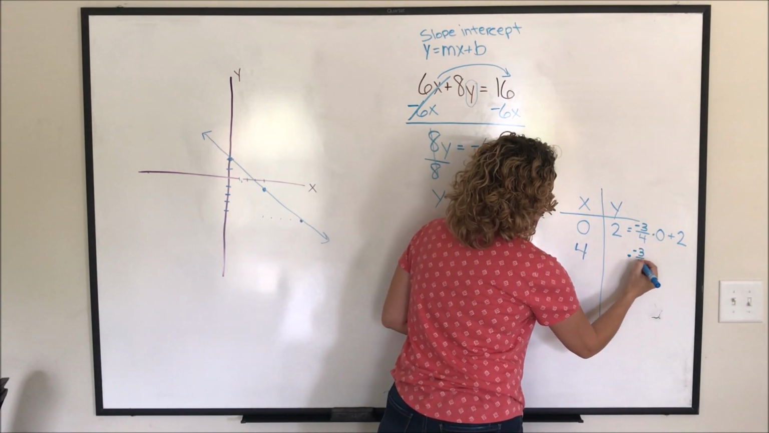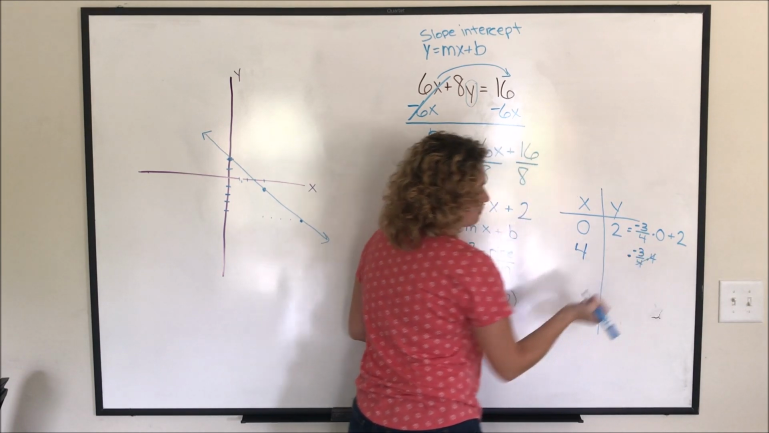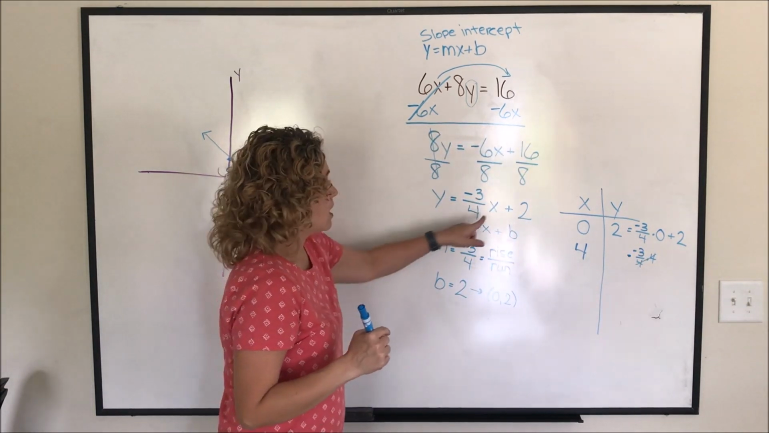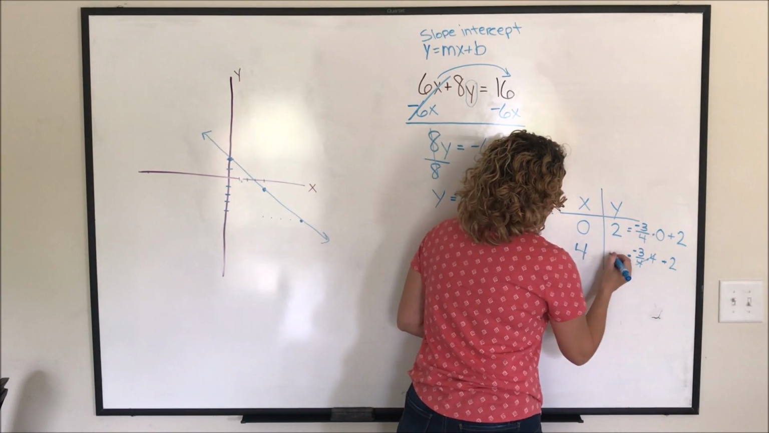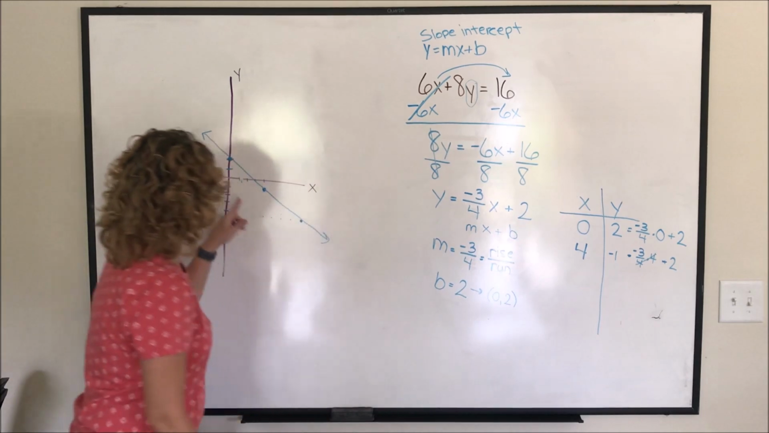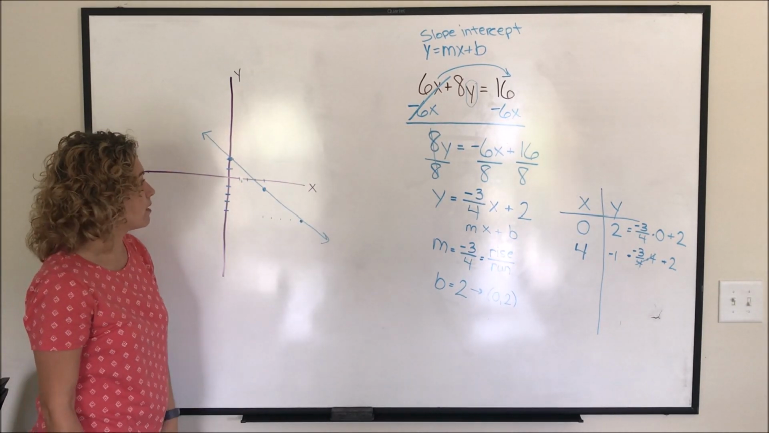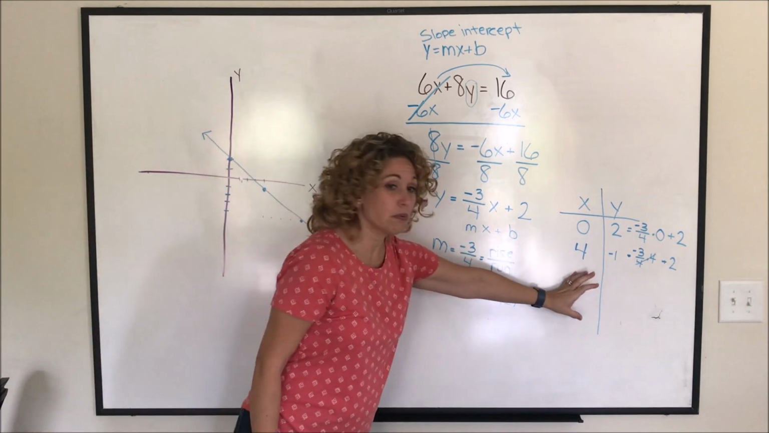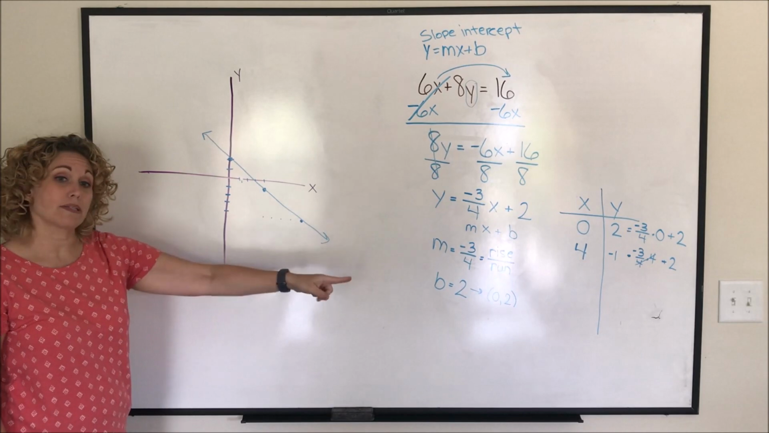So -3/4 times 4. Well, those would cancel out, leaving us with -3. -3 plus 2 leaves us with a -1, and that is exactly 1, 2, 3, 4, -1. That's exactly what we got. So whether you've put it in the table or whether you've used slope-intercept, you will get the same answer.